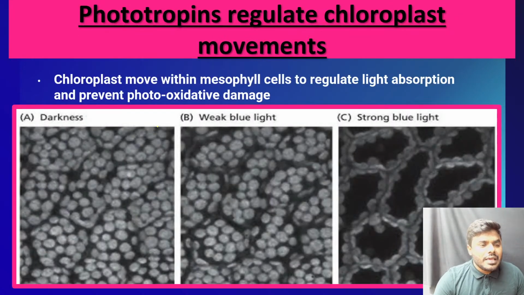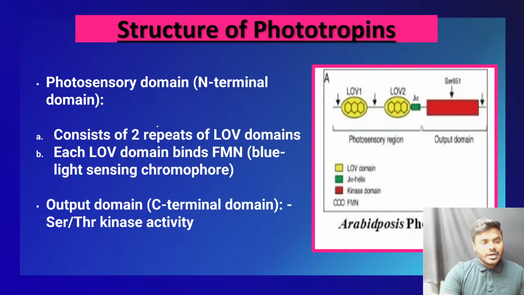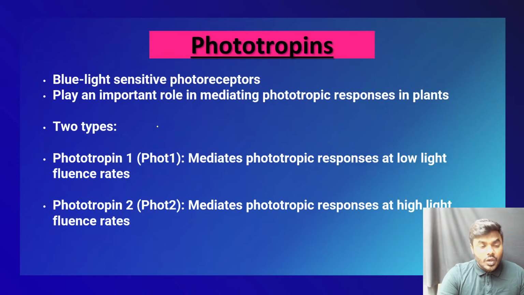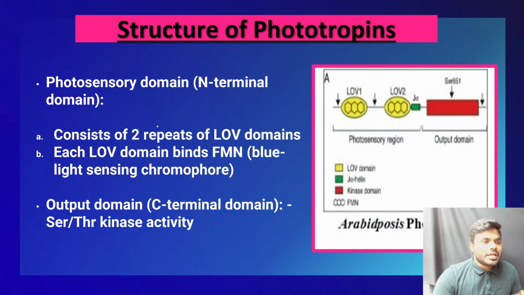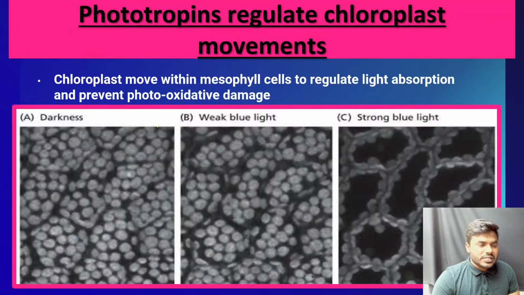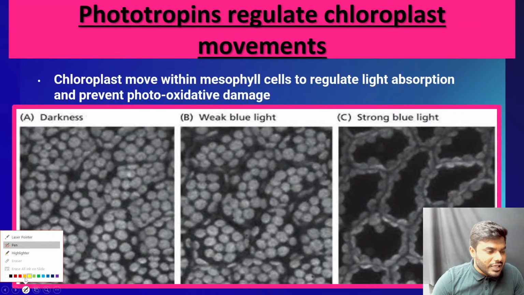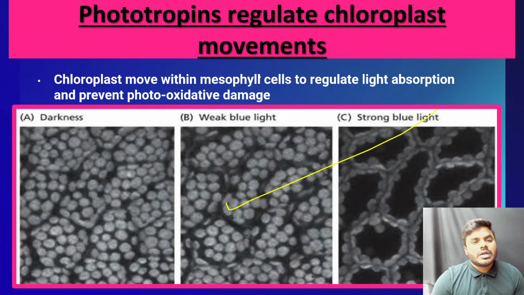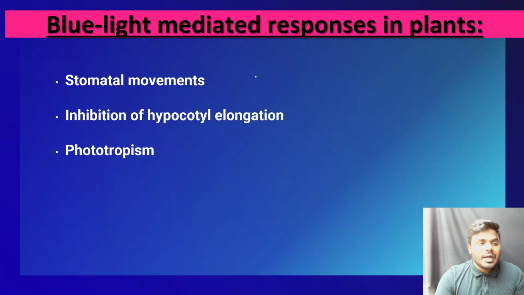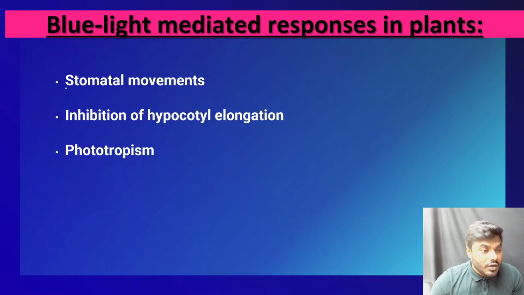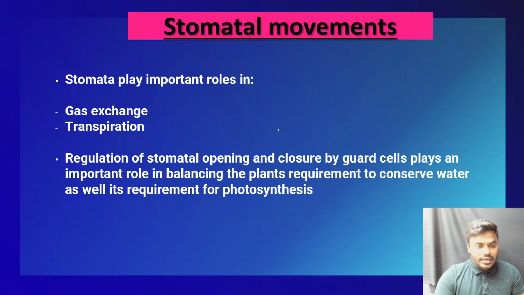In the evening class we were discussing phototropism. If you quickly recall, we understood the structure of cryptochrome, the structure of the phytochromes, and the structure of the phototropins. And if you quickly recap, we discussed how these phototropins are involved in chloroplast movement. We understood stomatal movement also.